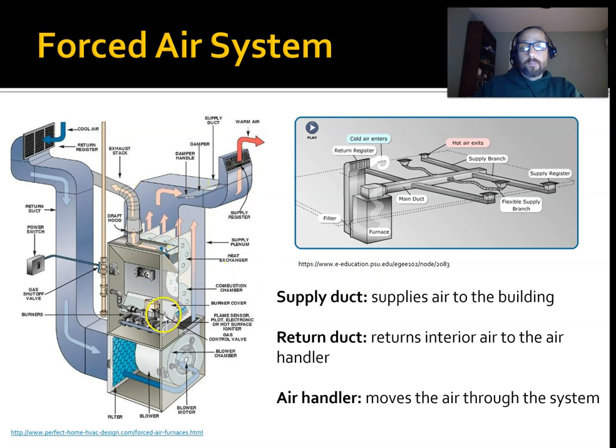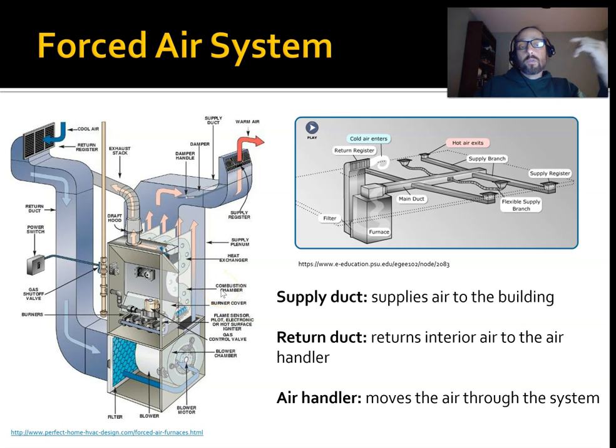So the air handler is what actually forces the air itself. In most systems, an air handler looks a lot like this, in a little cabinet at the bottom of the unit. It has a blower, a pretty powerful fan that blows the air out this way. The return duct brings the air back into the air handler, back into the forced air system.